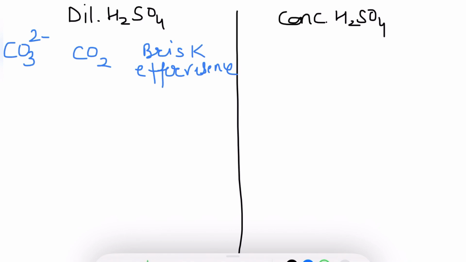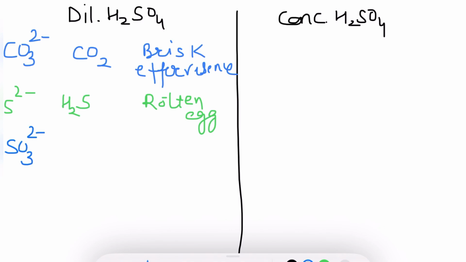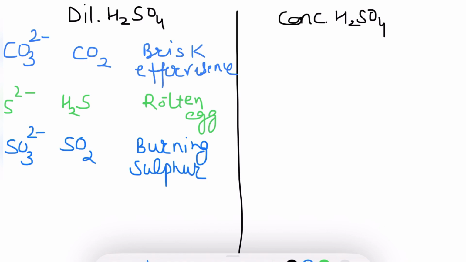Next radical, we have the sulfide radical, which when it comes in contact with dilute sulfuric acid, changes into hydrogen sulfide, having a rotten egg smell. Then we have the sulfite radical here, which on reaction with dilute sulfuric acid gives sulfur dioxide gas having a burning sulfur smell.